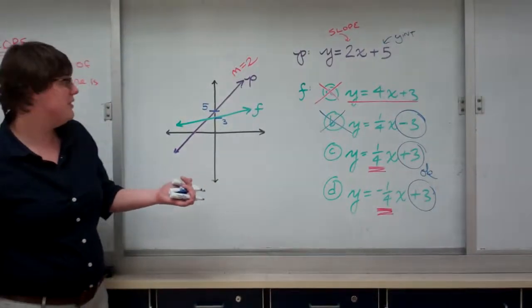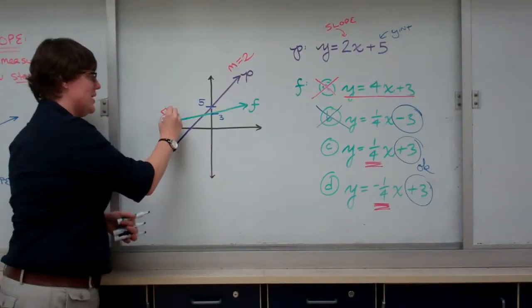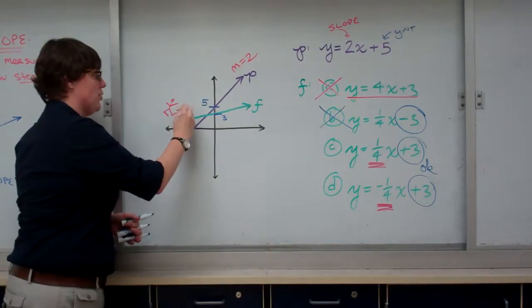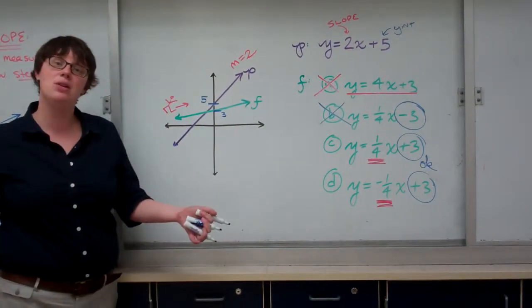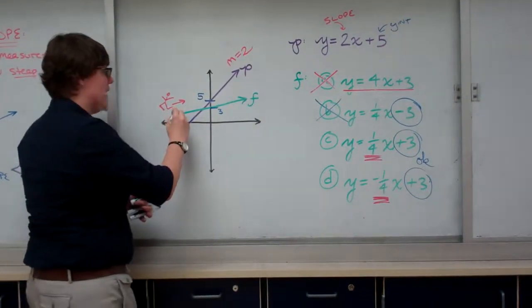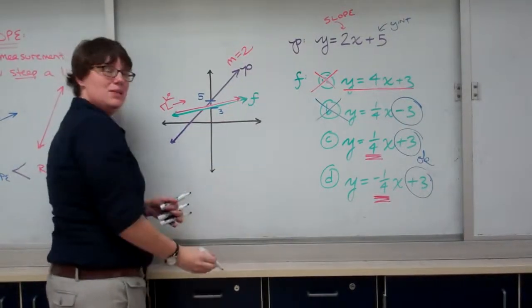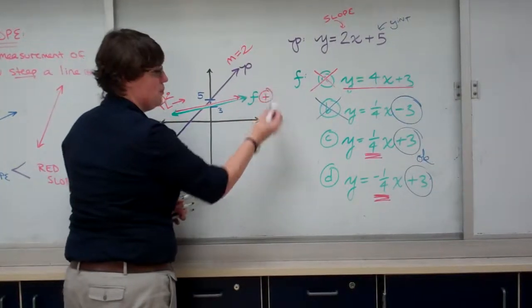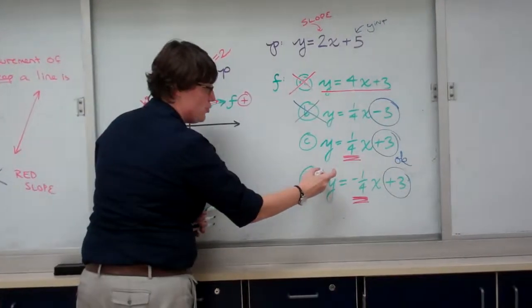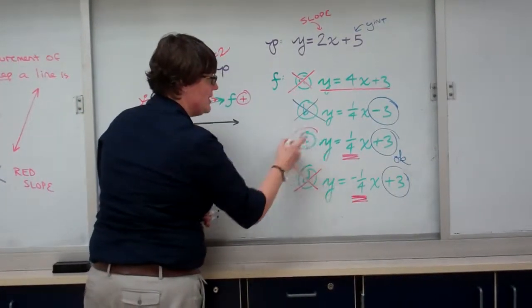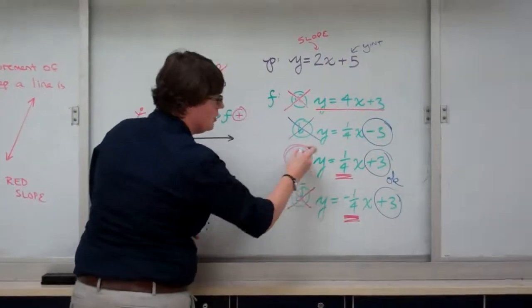Well, it's actually pretty obvious. If you had a guy on the left side of your paper who needed to walk towards the right, does he have to go uphill or downhill? He clearly has to go up. Line F has a positive slope. And for that reason, answer choice D is no good, and C is our winner.